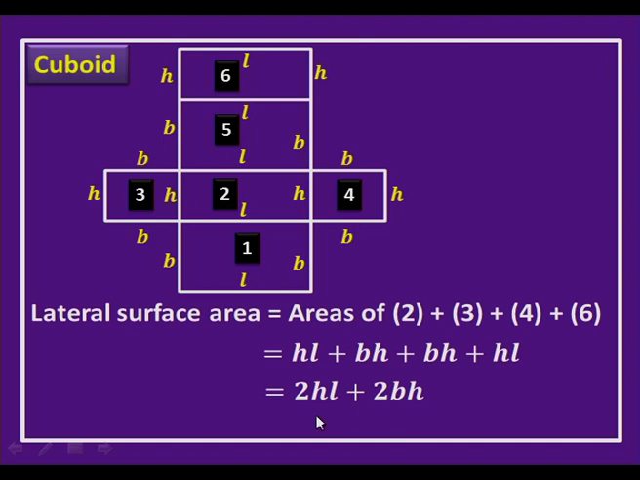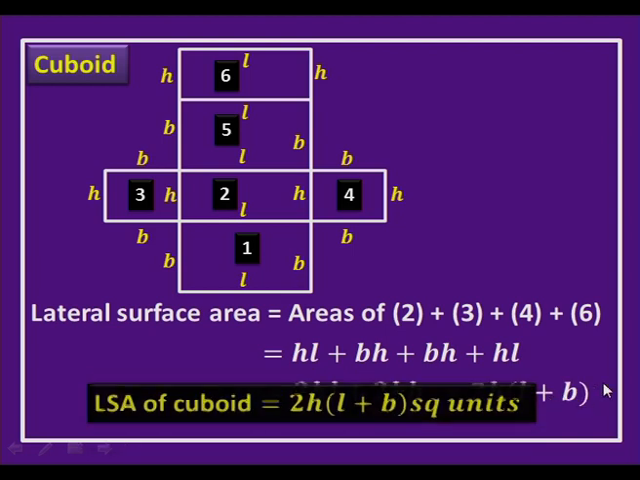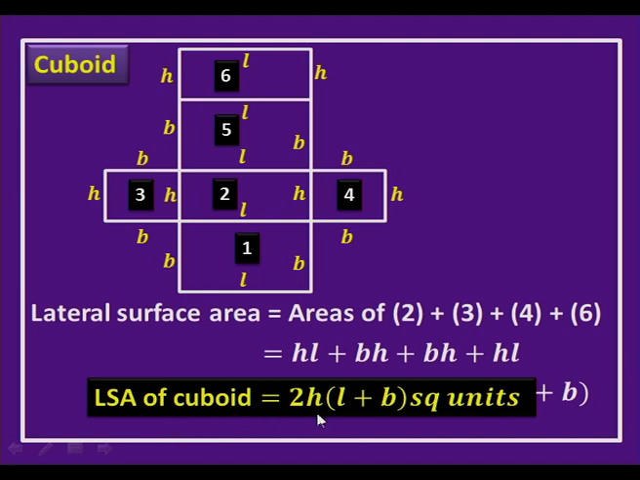Again here if you notice, 2 is common, and apart from that even H is also common. Now, let us take 2H common, we get 2H into (L plus B). Now, this is the formula, that is, LSA of cuboid is 2H into (L plus B) square units. I hope you understood the concept of TSA and LSA of cuboid, children.